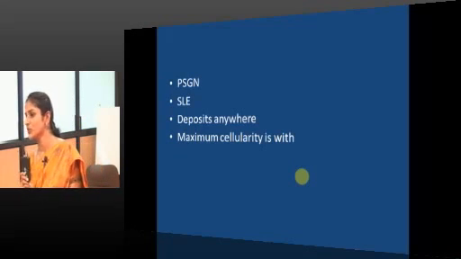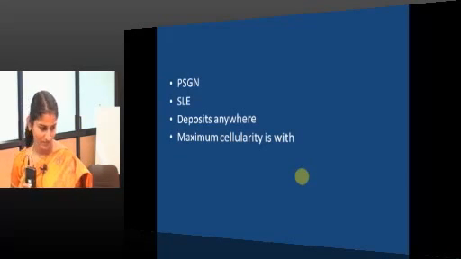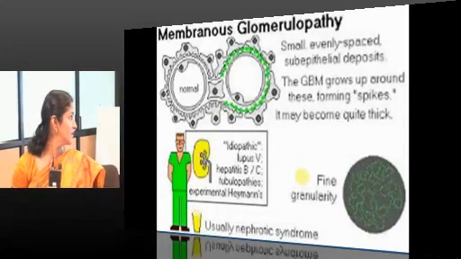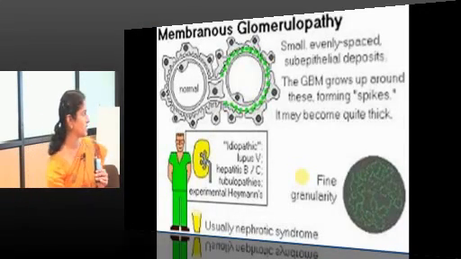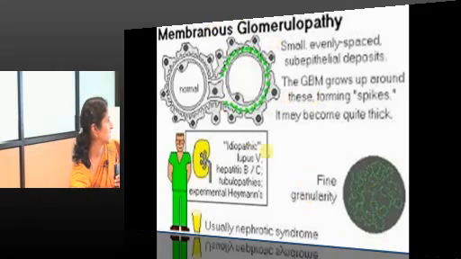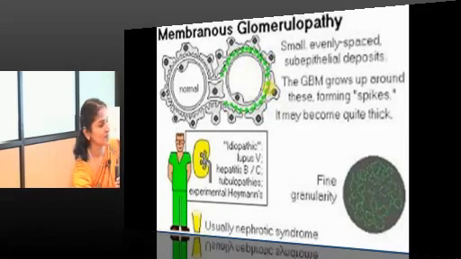Their proliferation is due to which cells proliferating? Endothelial, mesangial and infiltrating WBCs. Yes. So, membranous glomerulopathy, that is what you have seen in the example. Here you can see deposits. These are visceral epithelial cells, and you are seeing deposits along the subepithelial aspect of the membrane.